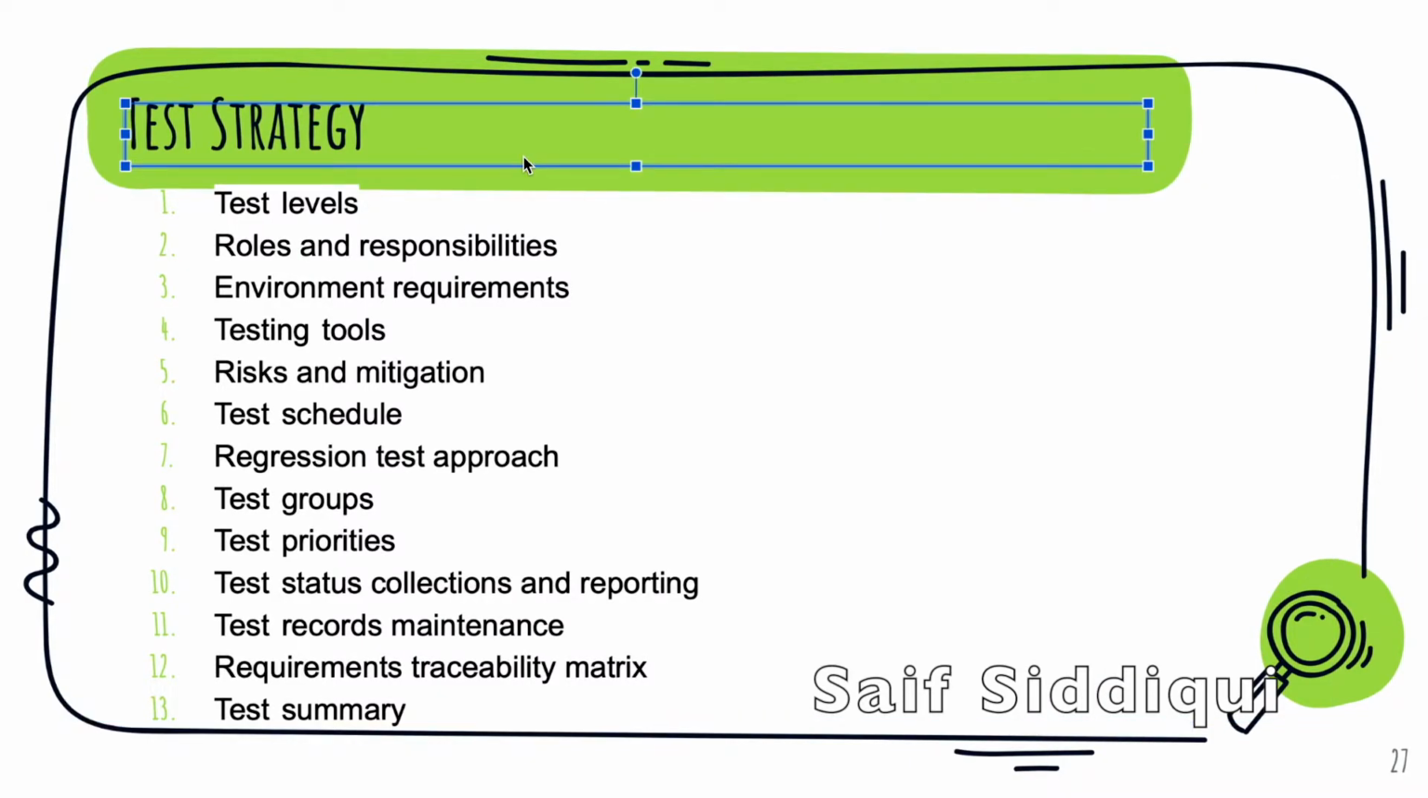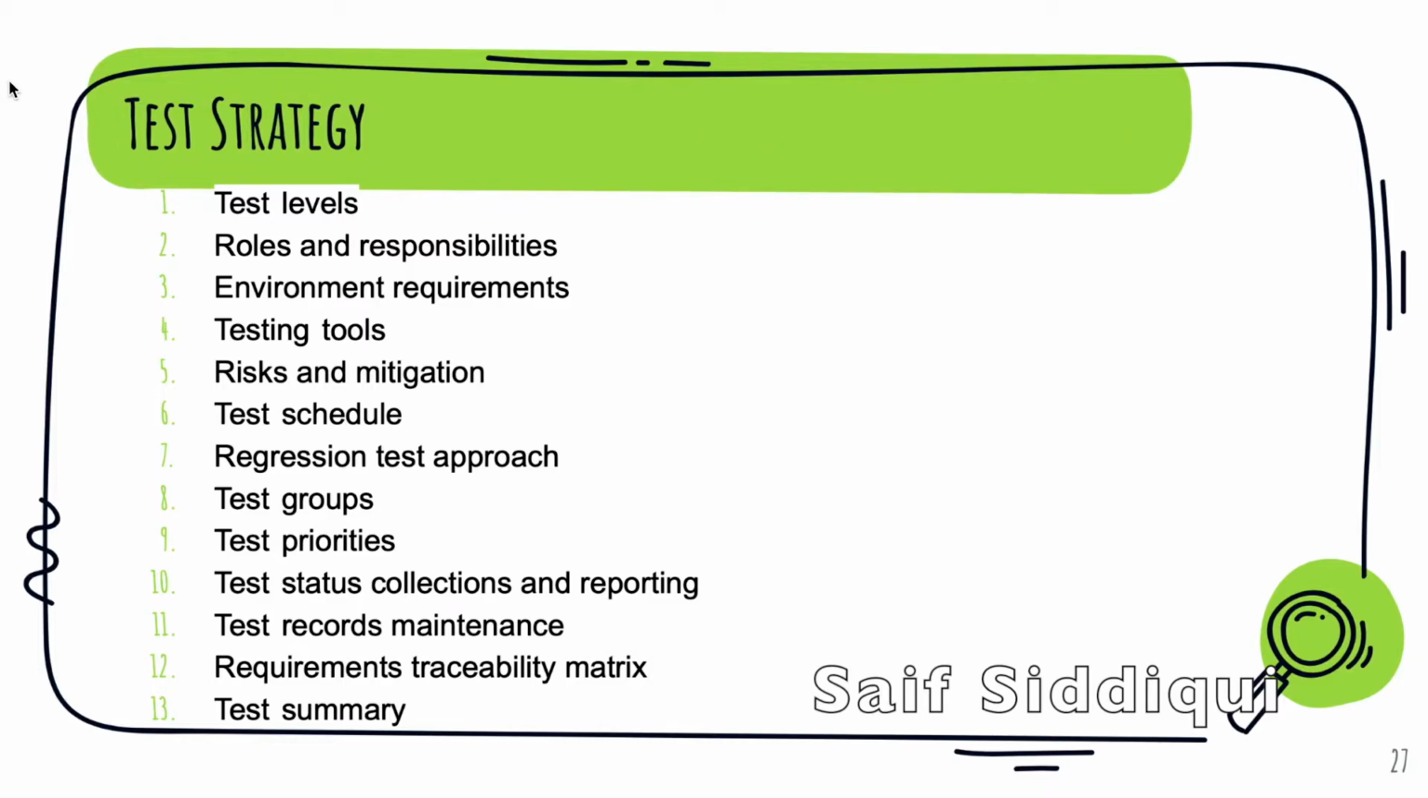So basically, before discussing the picture, let's see what kind of documents we need in test strategy. In test strategy, we define different things like test levels, roles and responsibilities, environment requirements, and testing tools, which type of tools we are going to use for testing: automation tool, non-functional testing tool like JMeter or maybe any other tool, any security tool, risk and mitigation.